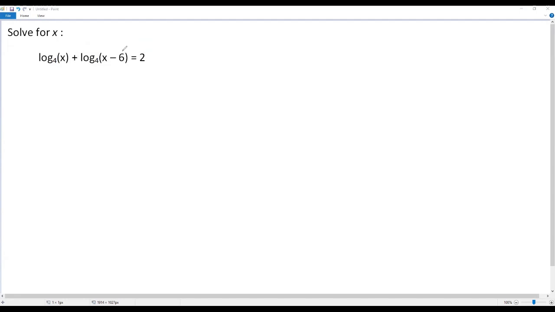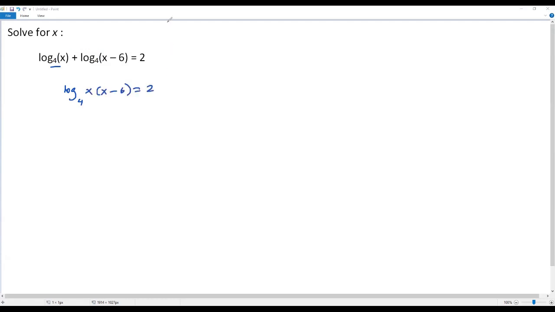Okay, here we have two logarithms being added with the same base, that is base 4. Whenever we add two logarithms with the same base, we can take a single logarithm with that base and multiply the two arguments, that is x and x minus 6. Then I'm getting log base 4 of x times (x minus 6) equals 2.